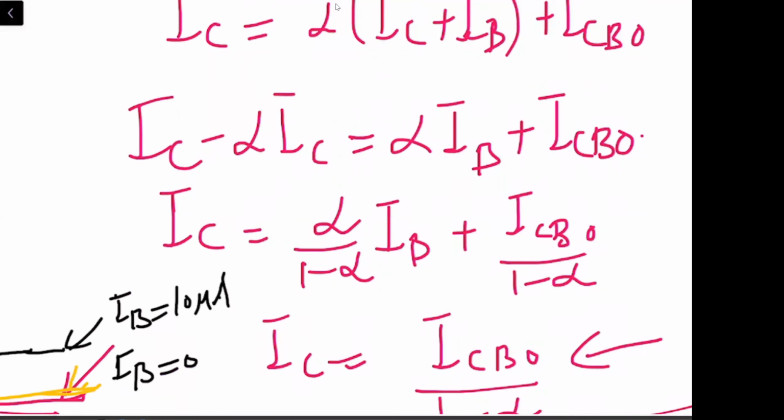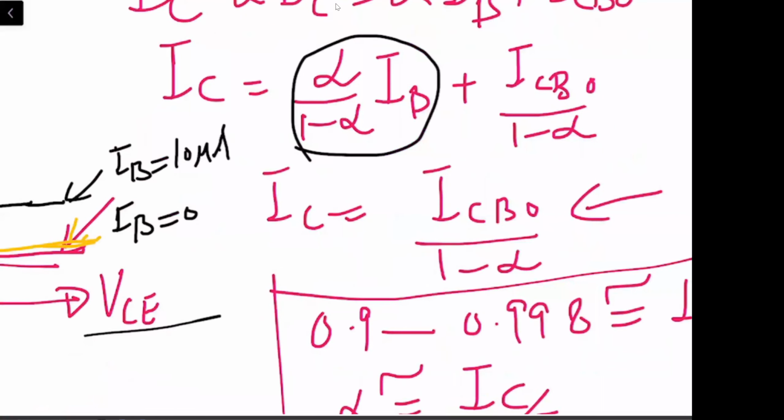Now, in our case, when we say IB is equal to 0, this means alpha divided by 1 minus alpha into IB, this whole term, will be 0. So we are left with IC is equal to ICBO times 1 divided by 1 minus alpha. Are you with me?